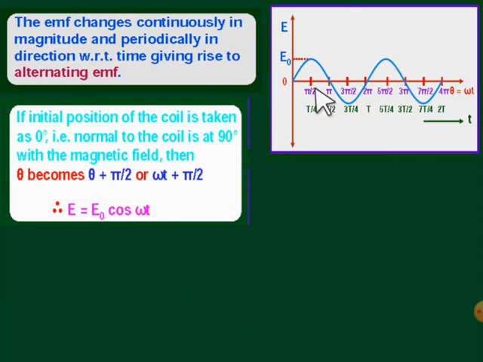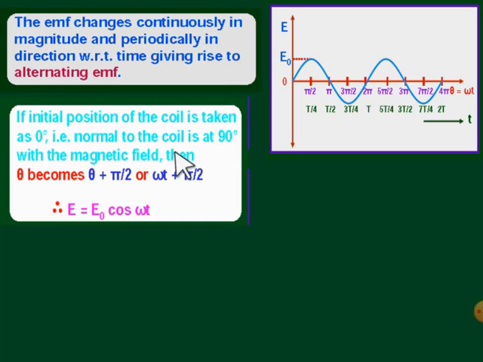At every time, the direction of the induced EMF keeps on changing, and it periodically changes its direction. After half of the time period of the rotation of the coil, its direction will again be negative. After another half time period, it reverses again in the positive direction. Like this, after each half time period it reverses its direction. This is what happens in the case of AC current. Now if the initial position of the coil is taken to be 0, then the normal to the coil, that means theta, is equal to 0 degrees. Then what happens?